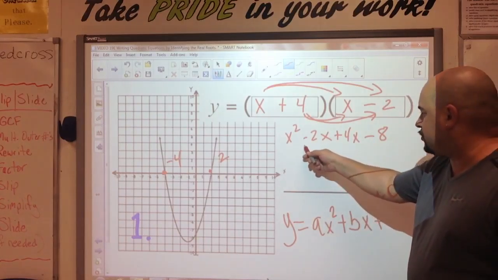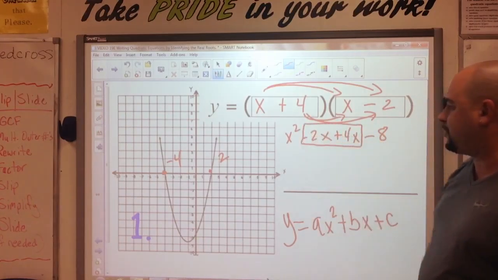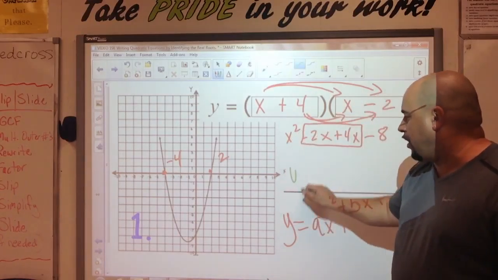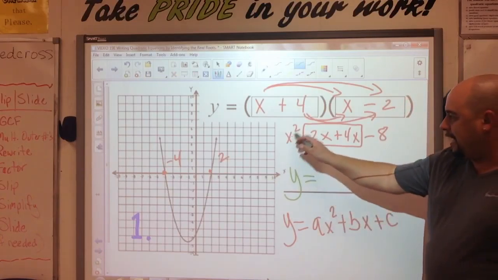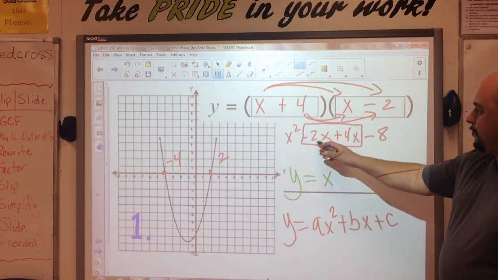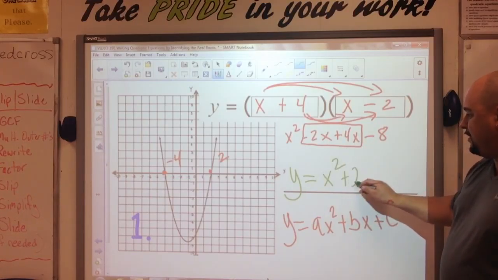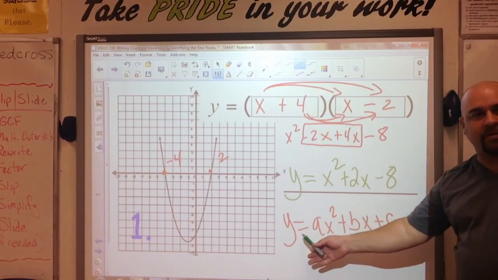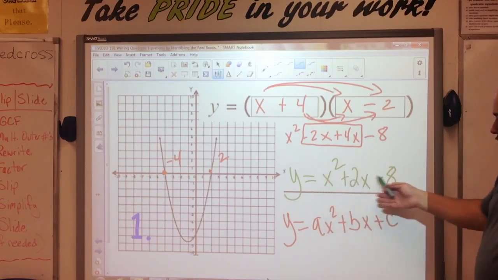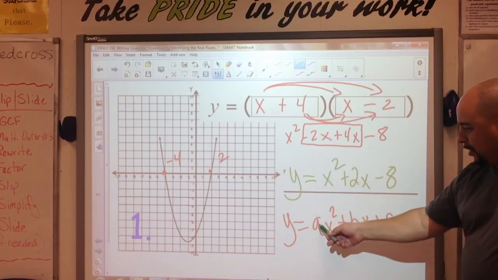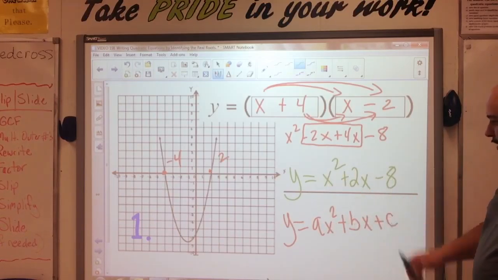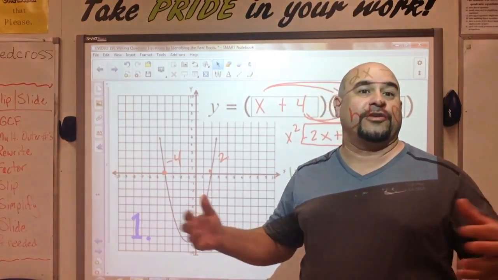And if you remember, there's always like terms in the middle that you have to combine. So your final answer here will be y equals x squared, -2x plus 4x is +2x, minus 8. And if you think about the quadratic equation and look here, you see that 1 will be our A, 2 is our B, and -8 is our C. So that's how you do writing the quadratic equations by looking at your roots.